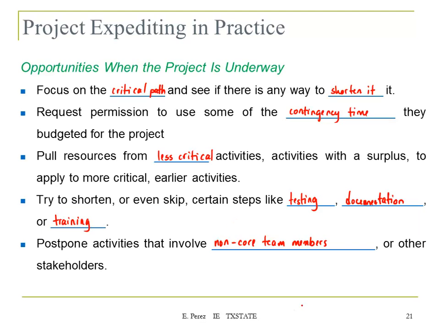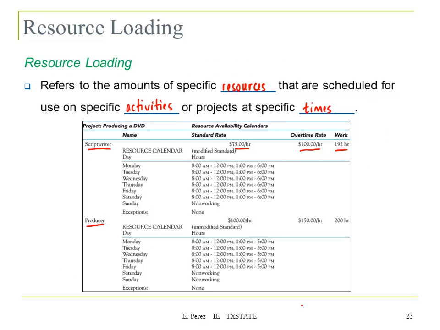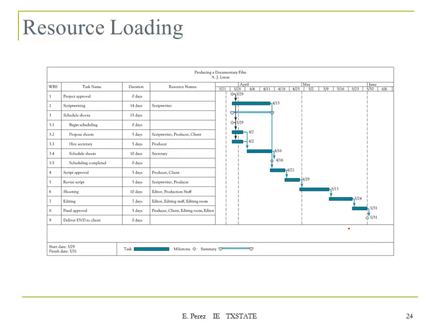And we have the same information for the producer, which is $100 an hour, overtime cost, and the availability. So that's the information you're going to need to be able to decide when and for how long you're going to need each one of the resources. So if you remember from our discussion on Microsoft Project, you can develop your Gantt chart, and also you can start assigning some of those resources to each one of the tasks. So that's basically the idea when you're loading your resources.